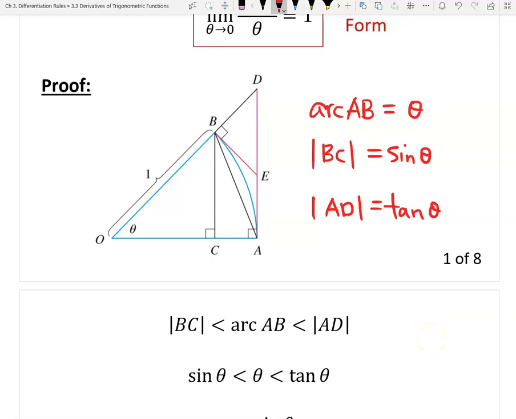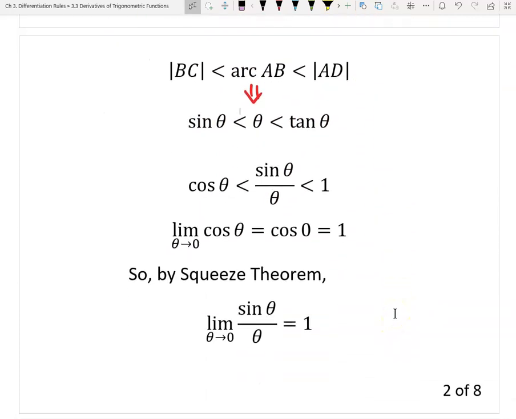Now we directly give this. Why do we have this? Because we just got that arc AB is the angle theta, BC is sin theta, and AD is tangent theta. We directly plug the results into the first row, and then we get the second. Good.